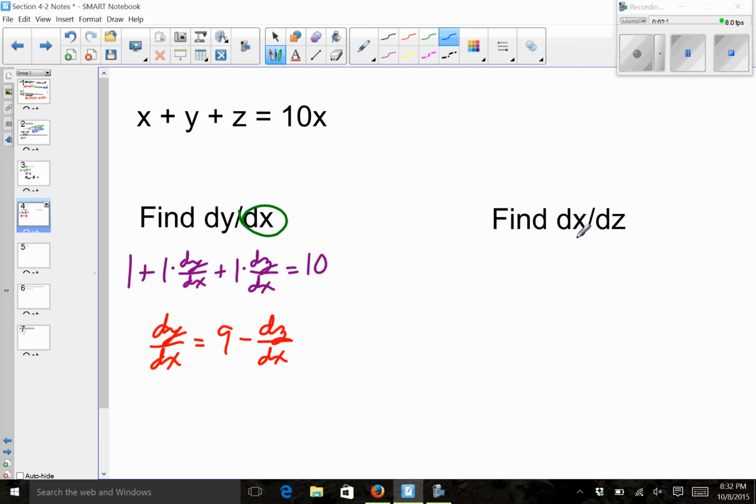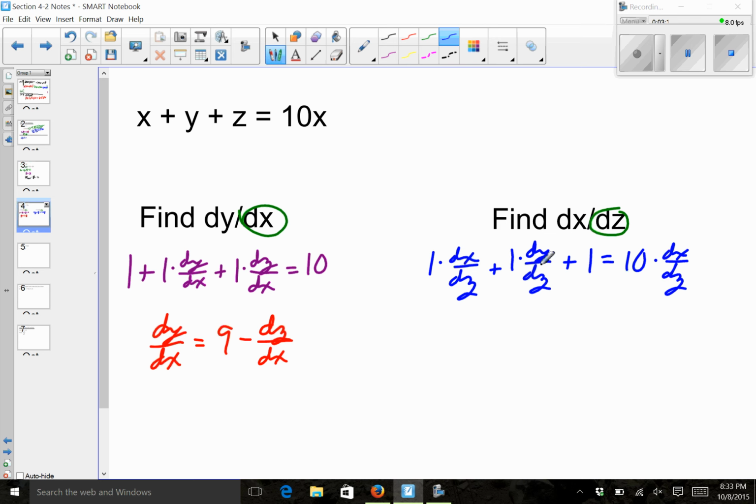Let's say, though, I wanted to find dx/dz. So this time, we're looking at it with respect to z. So anything that is not a z is going to require the chain rule. So the derivative of x is 1, but I need the chain rule, dx/dz, plus the derivative of y, which is 1, but I need the chain rule, so dy/dz, plus the derivative of z, which is 1, but that's with respect to z, so I don't need the chain rule. And then the derivative of 10x is 10, but I need the chain rule, dx/dz.